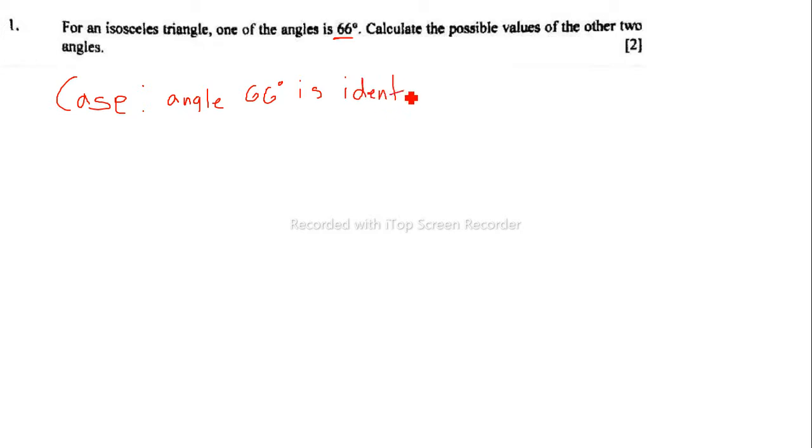So how would you know if they're talking about one of the side angles or the middle one? That's my point. They say all possible values, so you have to consider both cases. Angle 66 is identical with another angle.